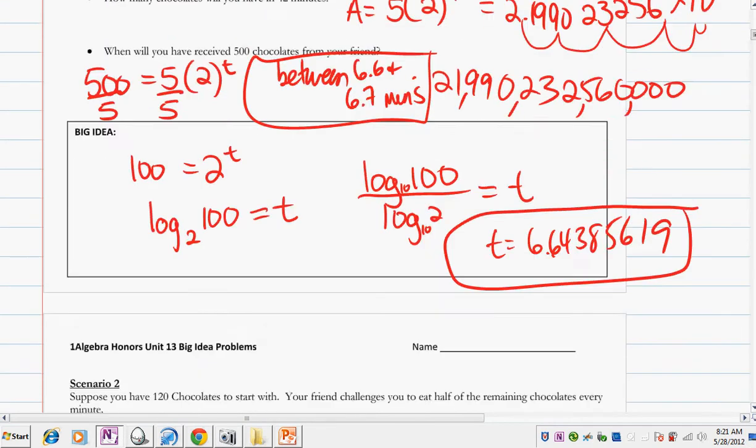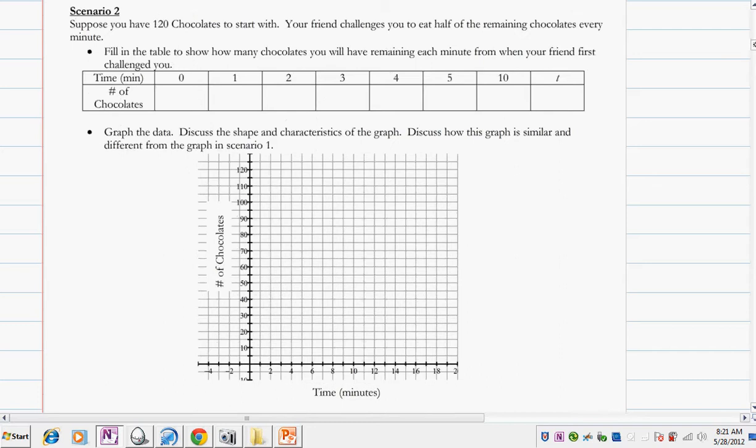Suppose you have 120 chocolates to start with. Your friend challenges you to eat half of the remaining chocolates every minute. Fill in the table. Okay, so I start with 120, and then I eat half of them, so I'm left with 60. Then I eat half, so I'm left with 30. And then half, and then half. Half of 7.5 is 3.75. And now I have to again figure out how to jump to 10.